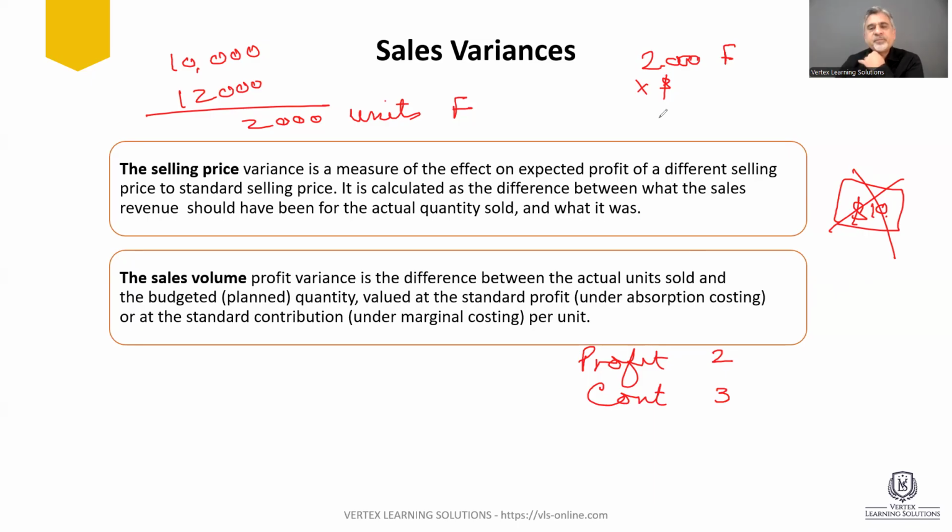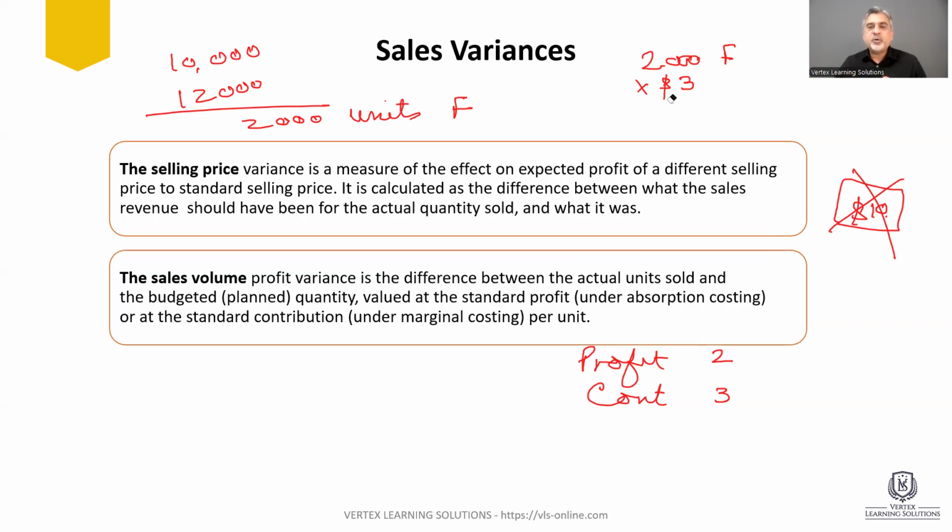So when I sit down and I say, okay, I've got 2,000 units, I sold more, so that's a favorable thing. With which number should I multiply it? I see which accounting system you are following. You say, we follow the marginal costing system. If you follow the marginal costing system, I should multiply it with contribution, and I call it sales volume contribution margin variance.